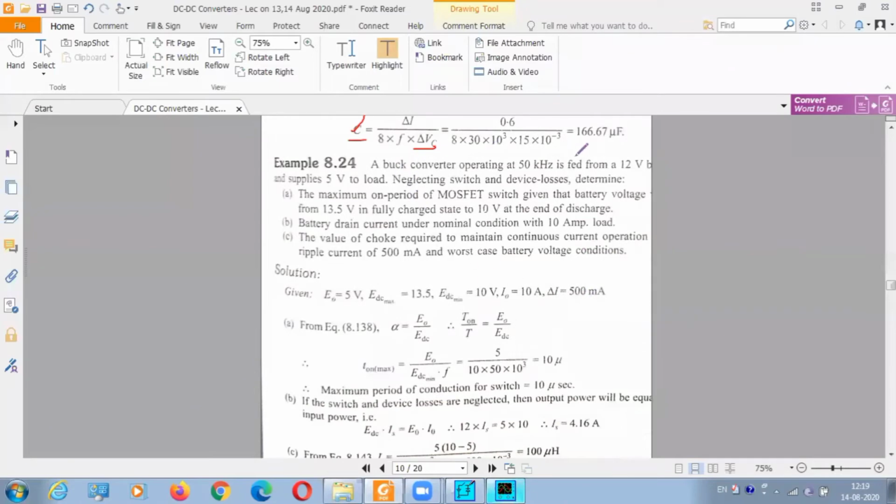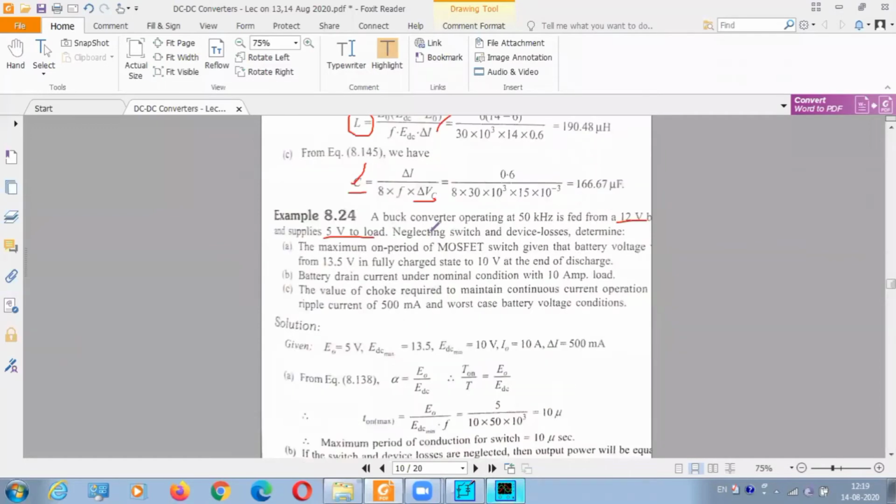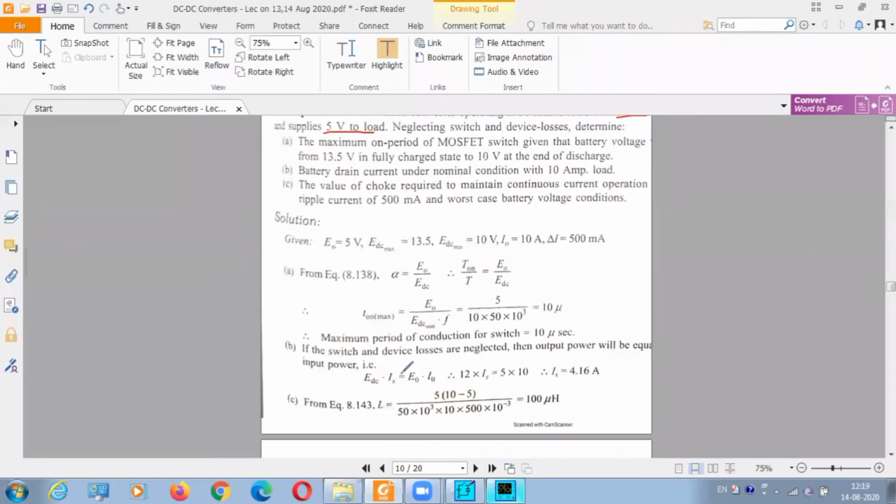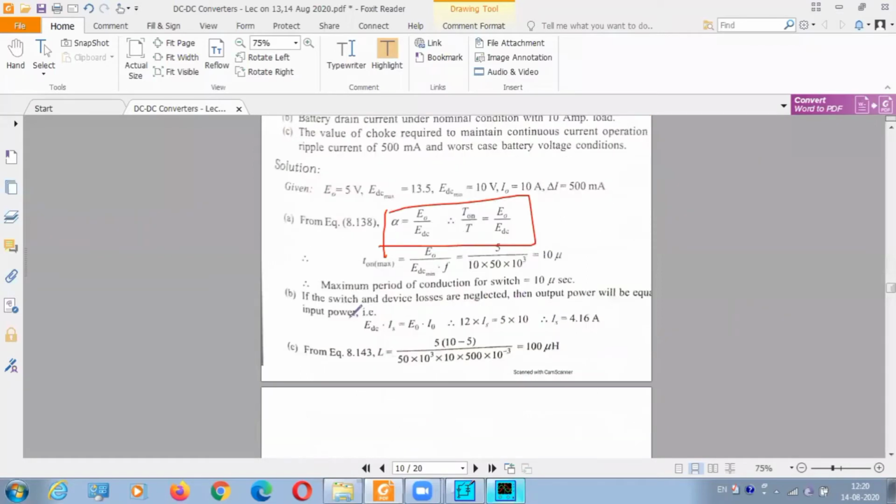Same thing over here, a buck converter is fed from a 12 volt source, 5 volt load. So output voltage and input voltage are given. If this is given, the first thing that comes to mind is to calculate my D. Even when it is not directly needed, I will calculate it, because somewhere it will be needed, since all equations need D or alpha, whatever is given in the question. So they have calculated all this. All formulas are discussed. Please go through this problem.